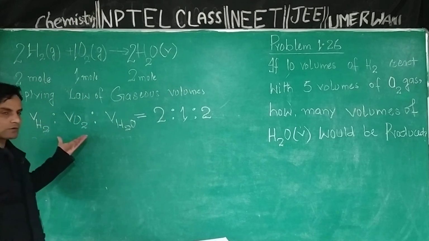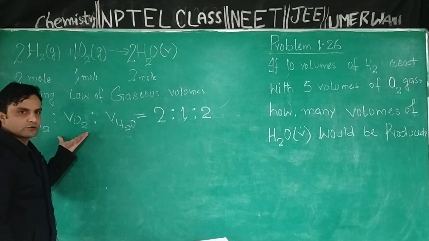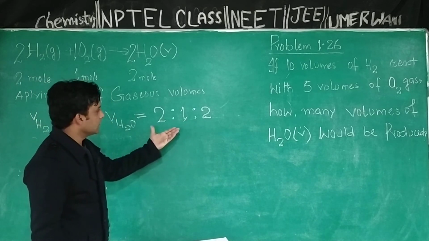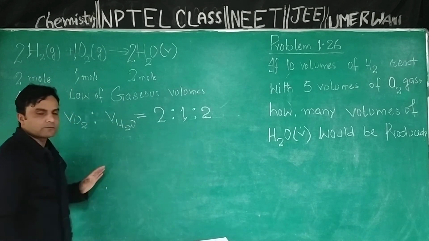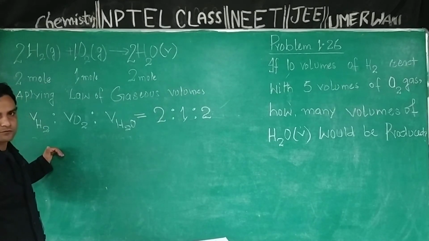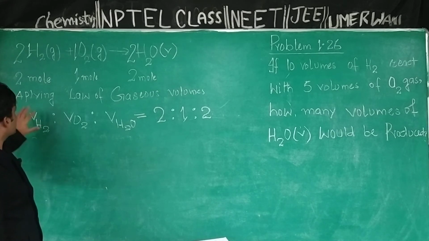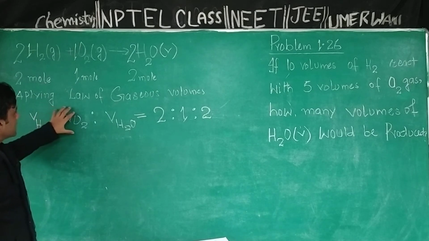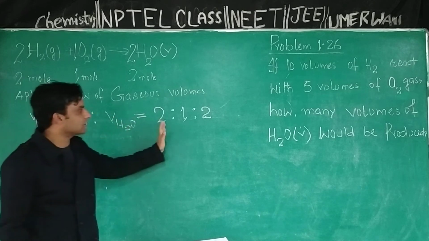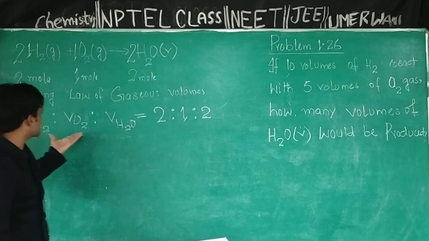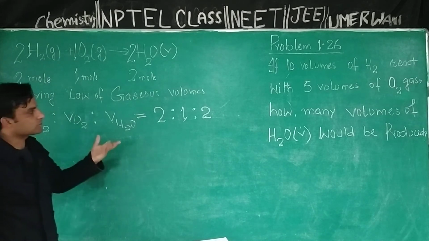Why did I use the ratio of volumes same as the ratio of moles? Because there is one more law, called Avogadro's law of gaseous volumes. Avogadro's law states that under similar conditions, for gases, the ratio of volumes will be equal to the ratio of moles. Since the ratio of moles is 2 is to 1 is to 2, therefore the ratio of volumes will also be 2 is to 1 is to 2.